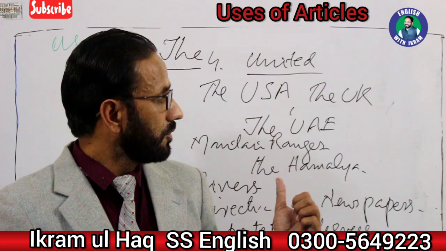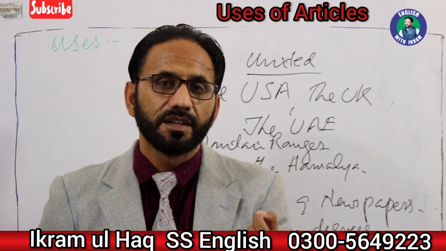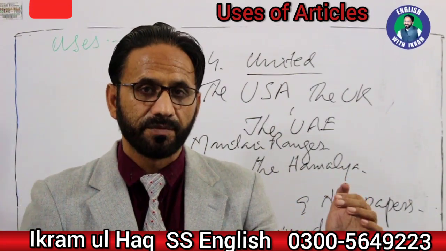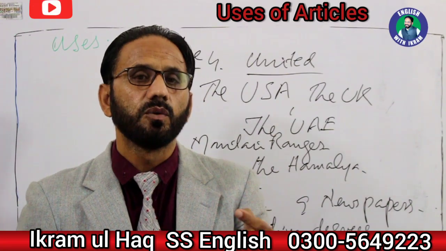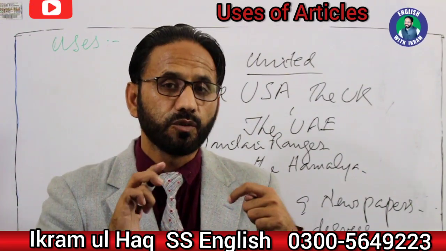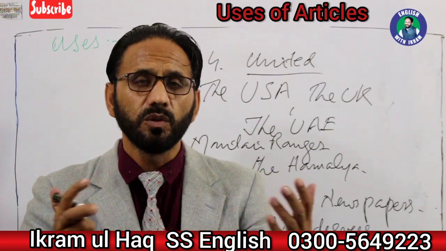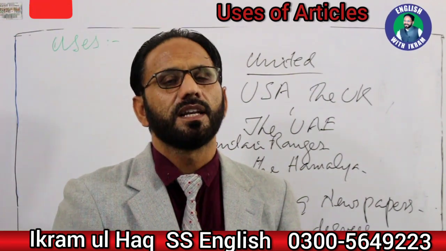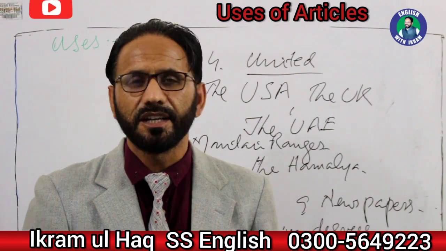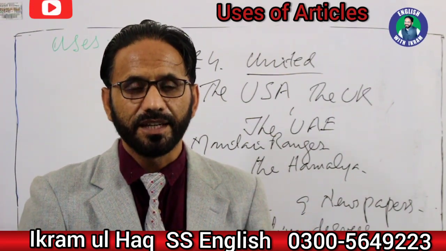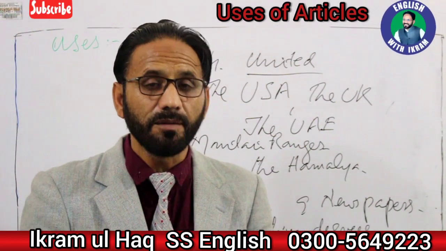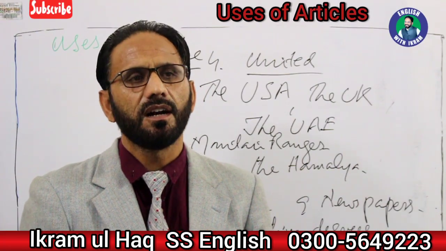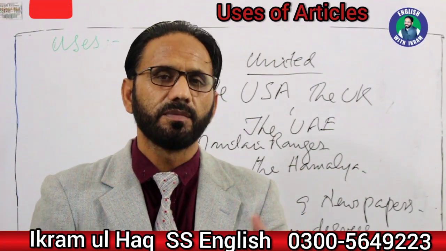And then we refer to the whole family. When we mention one thing, we mean the whole family. When we refer to the whole group, the whole family, we use the article the. For example, when I say the horse is a very useful animal, it means the whole class, the whole family of horses. It doesn't mean that one horse is useful and the rest are not.